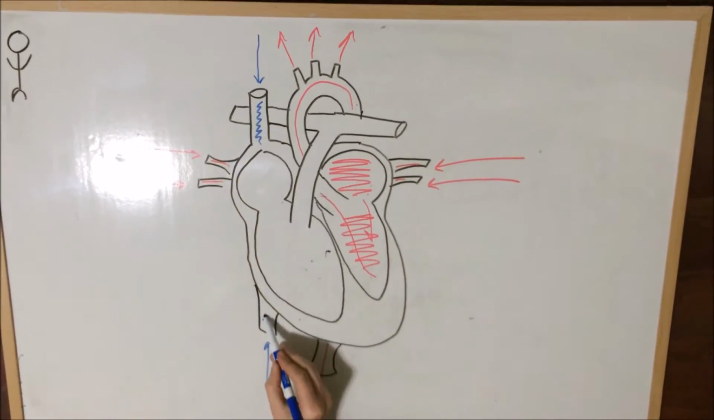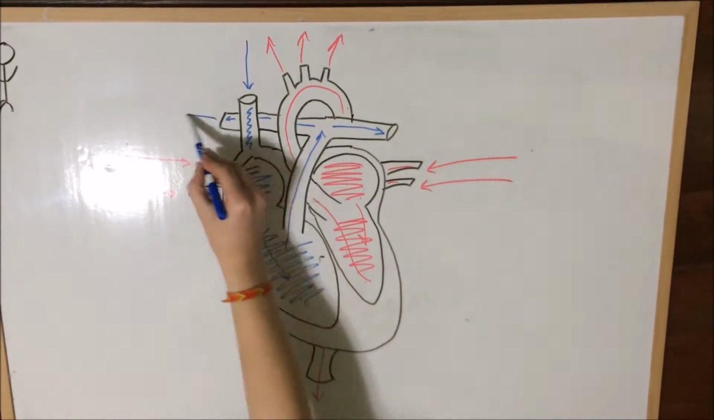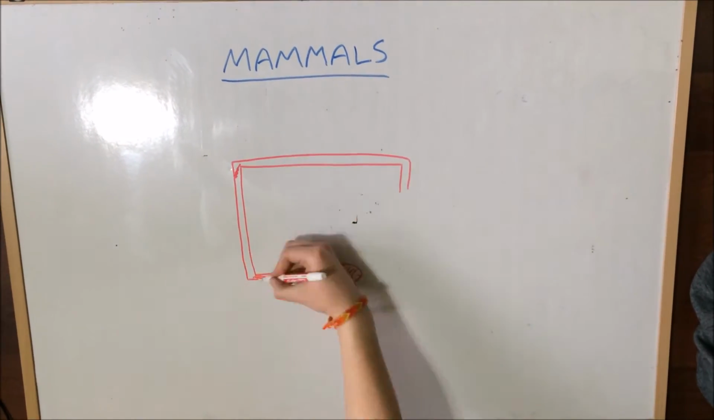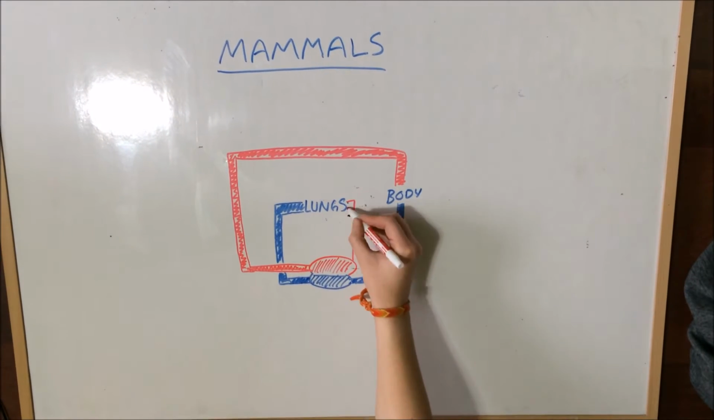Deoxygenated blood returns from the body through the superior and inferior vena cava, into the right atrium, then the right ventricle, and out through the pulmonary artery, where it's reoxygenated by the lungs. This diagram represents a mammalian circulatory system. Red is oxygenated blood, blue is deoxygenated blood.